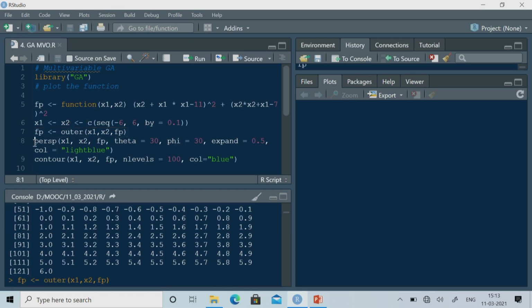I am using this particular function which is available in R, persp. This is the function I am using to plot this. This will give you a 3D plot of this particular function.